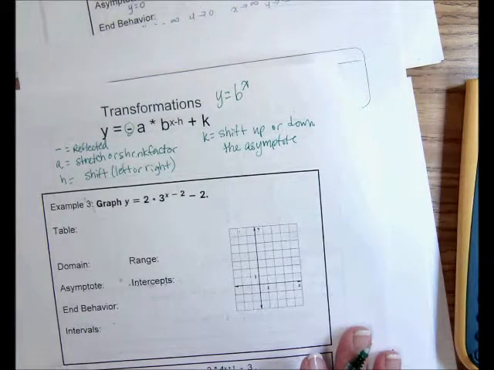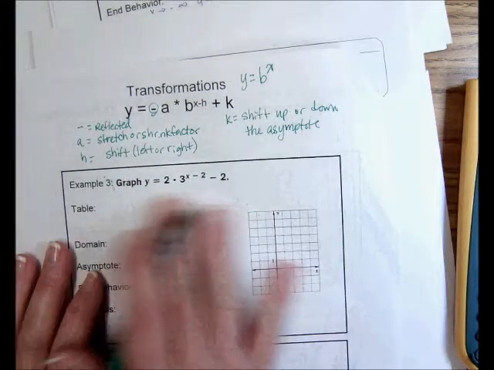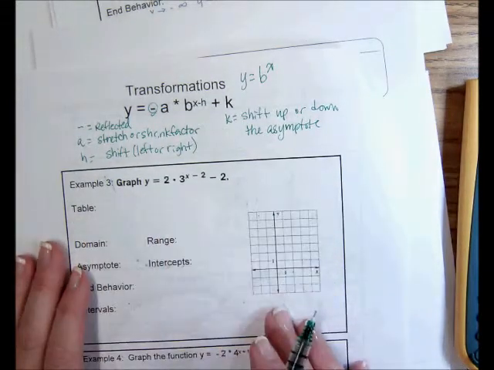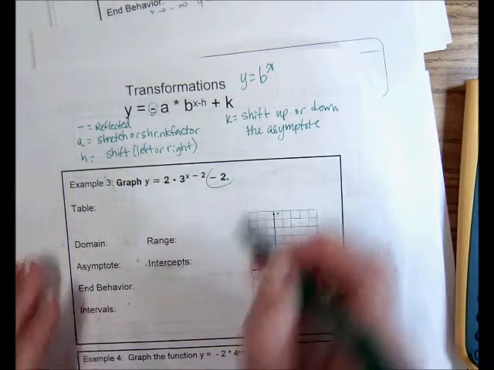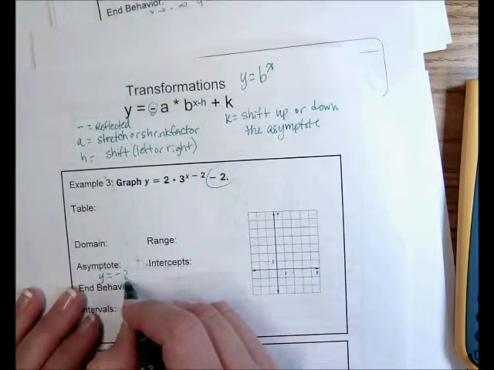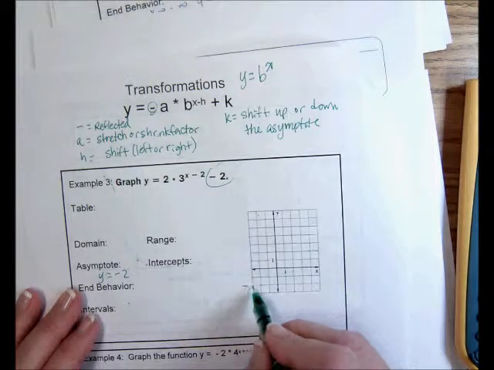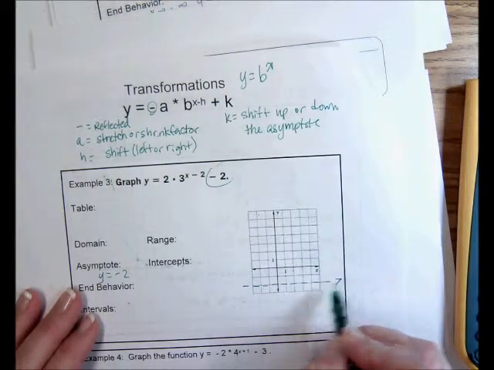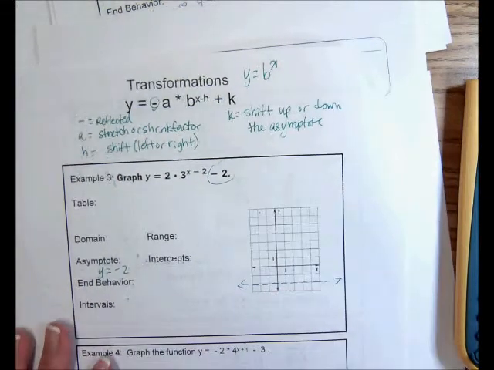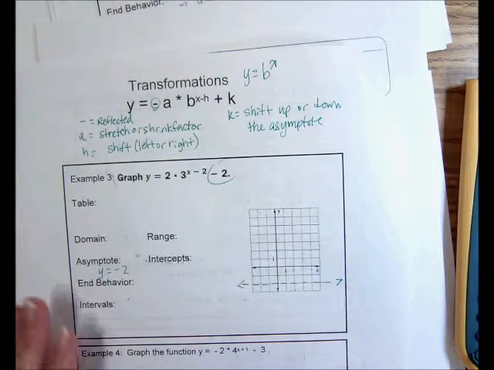So that's how I can find the asymptote. Looking at the graph of the function in example 3, I have an asymptote right off the bat. I can say y is equal to -2, and I can draw that on my graph. That means my graph is going to get closer and closer to -2, but never cross over it.